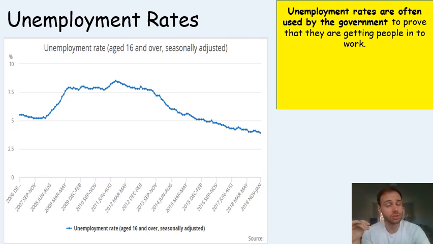Now, this graph does not include rates from 2020. And we are going to see a rise in unemployment as a result of COVID-19 across the world. But these rates are at the moment falling. But again, a bit like crime rates, we can't trust them 100%. Now, again, I'm not saying they are untrustworthy. I'm just saying it's a pinch of salt, okay?